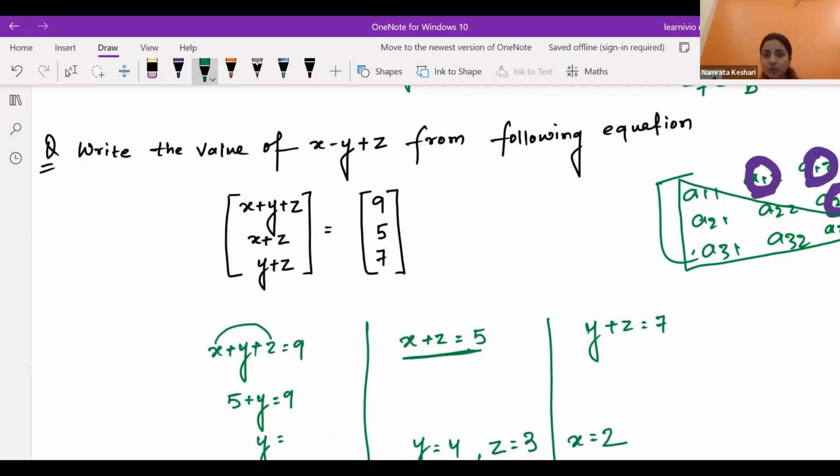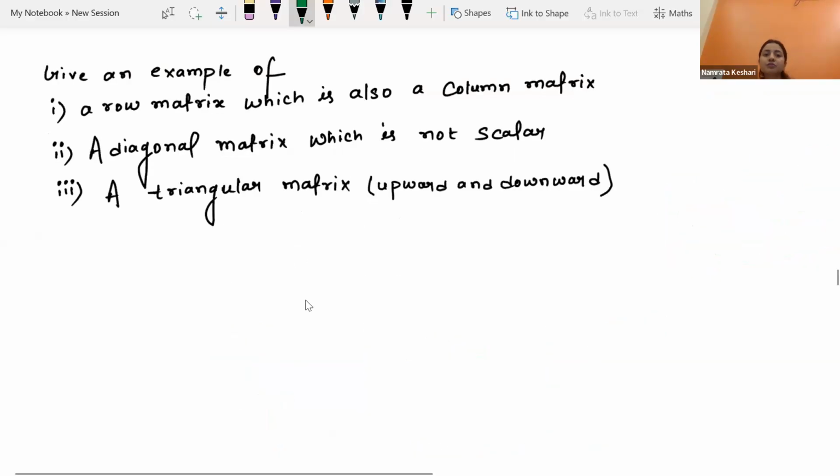Now the next example. You will be giving an example of a row matrix which is also a column matrix. A row matrix is also a column matrix: matrix bracket one, just like any number one. Perfect.